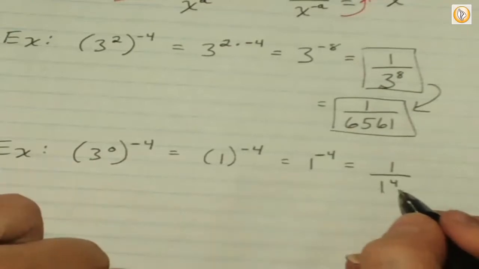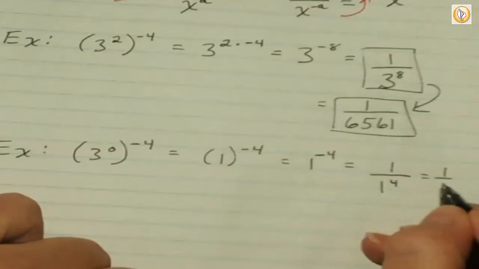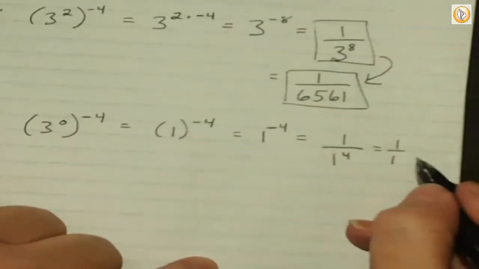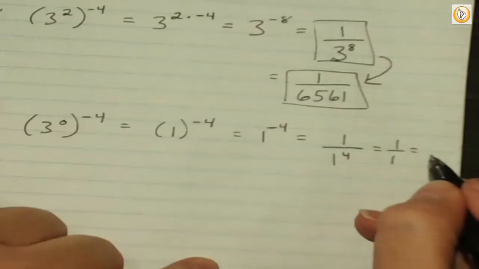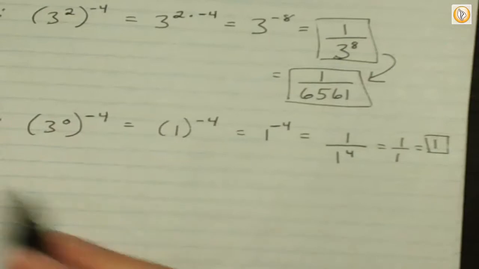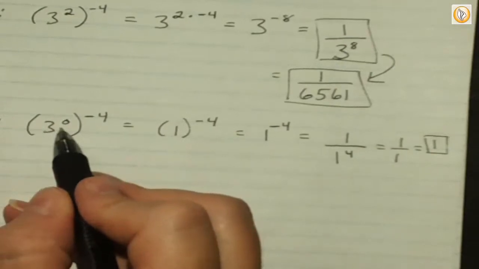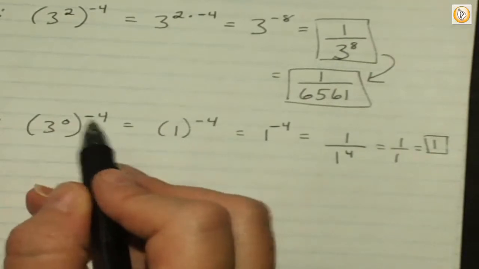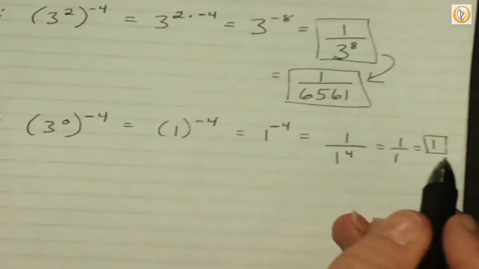And what is 1 times 1 times 1 times 1? 1. What is 1 divided by 1? There's your answer. So 3 to the power of 0 to the power of negative 4 is 1.